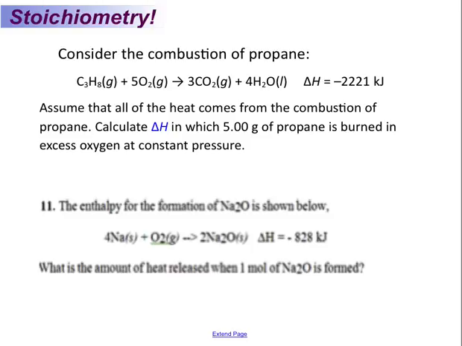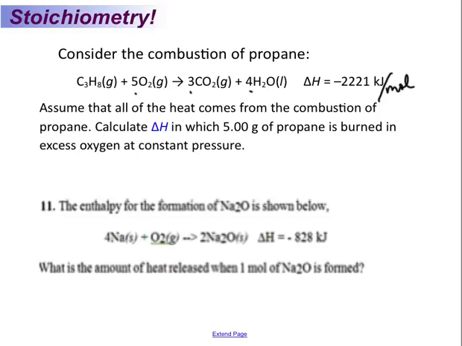Consider the combustion of propane. They give you a balanced equation, and here they give you a delta H of negative 2221 kilojoules. I want you to add a per mole here. This is per mole because it's per mole of this whole reaction. For every 1 mole of this reaction, we get negative 2221 kilojoules, meaning that many kilojoules are given off. So there's a stoichiometric relationship. For every 1 mole of these, 5 of these, 3 of these, 4 of these, we give off that much. So you can put this in with stoichiometry just like any other number.